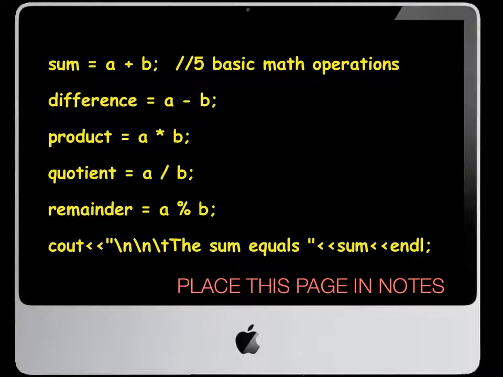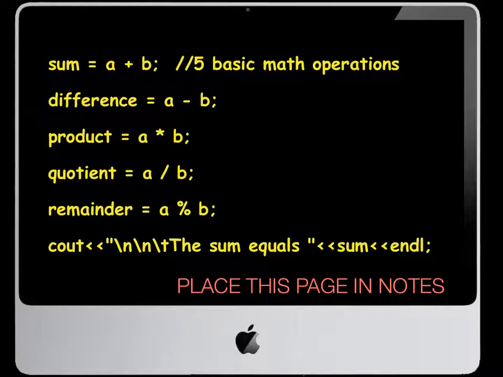Now that we are ready to continue, we will use math operations to provide values for sum, difference, product, quotient, and remainder. Sum equals a plus b, difference equals a minus b, product equals a times b, quotient equals a divided by b, and remainder equals a modulus b.